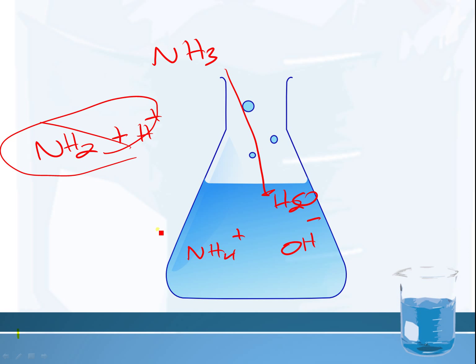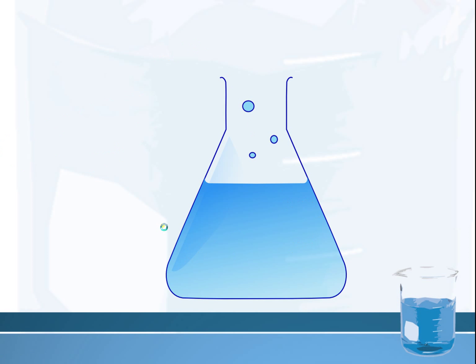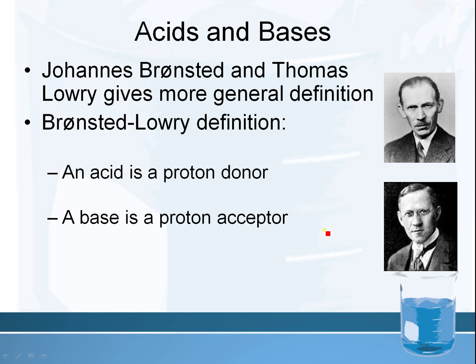So a group of gentlemen realized this, and they came up with their own definition that's a little more general. It's called the Bronsted-Lowry definition, named after Johannes Bronsted and Thomas Lowry. According to their definition, an acid is a proton donor. When we say proton donor, that's really a hydrogen ion. And a base is a proton acceptor, so anything that accepts a proton.